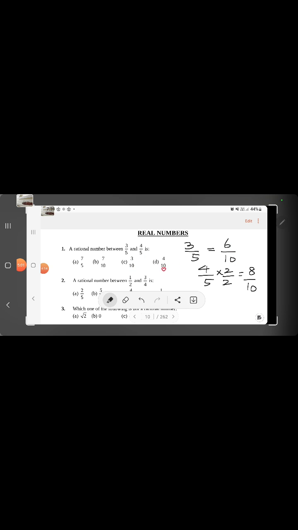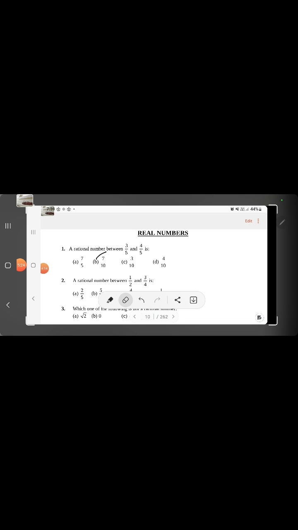3 by 10 and 4 by 10 are smaller than 6 by 10, and 7 by 5 is not the option. So 7 by 10 is the right option. So for the first problem, the answer is 7 by 10. So we got the rational number which lies between 3 by 5 and 4 by 5.